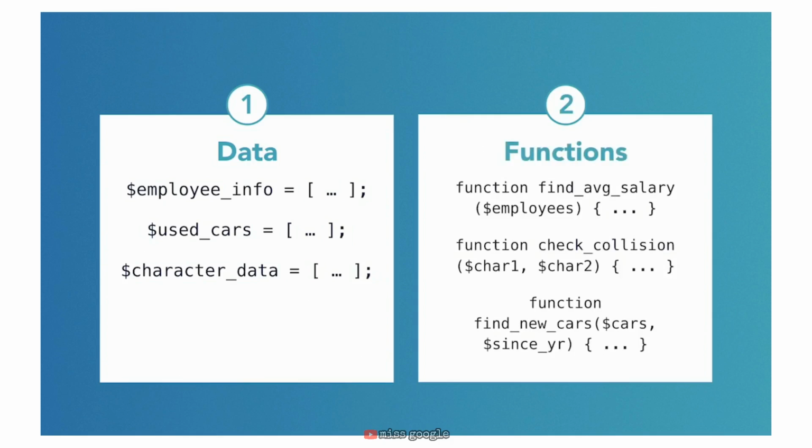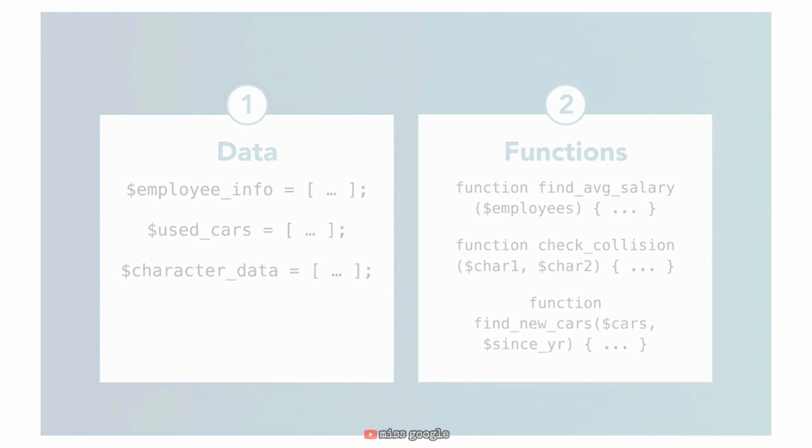A function, on the other hand, is any operation that we can apply to our data to convert it into some other form. For example, if we wanted to find the average salary of programmers at our company, if we wanted to find all the cars on our website that were made after a certain year, or if we wanted to find if two characters are colliding in a video game. Those are examples of what a function might look like.